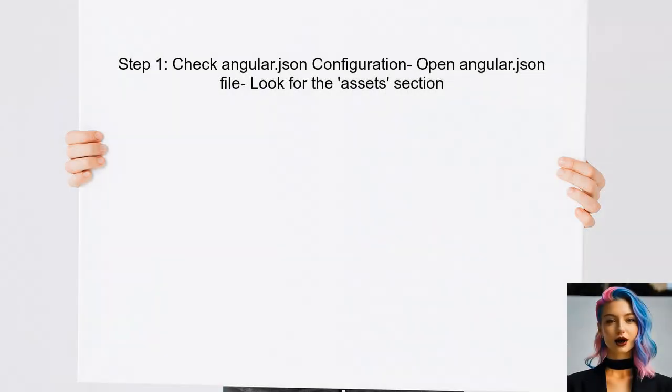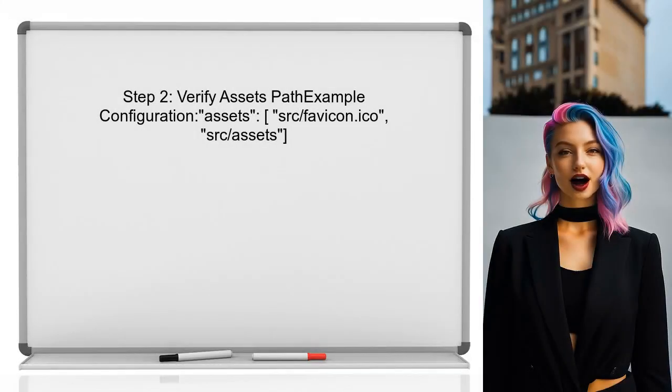To prevent the duplication of font files in the root of the Dist directory, the user should first check the angular.json configuration file. This file controls how assets are handled during the build process. In the Assets section, the user should ensure that the fonts directory is correctly referenced. It should look something like this: src/assets, to ensure that the fonts are only copied to the intended location.